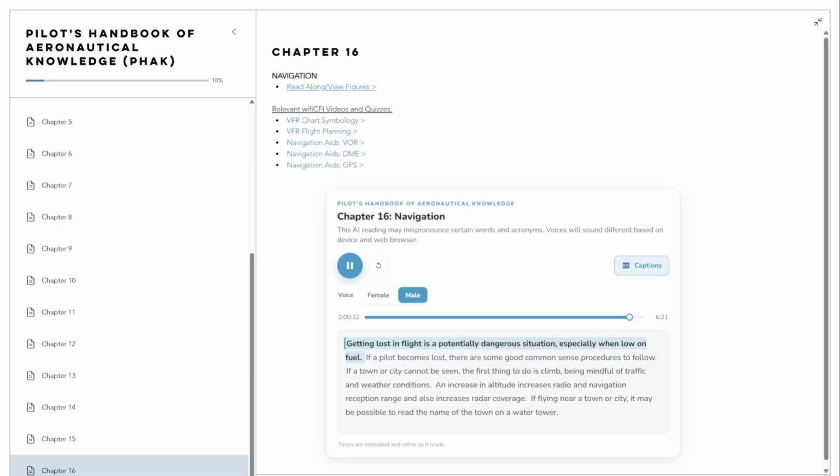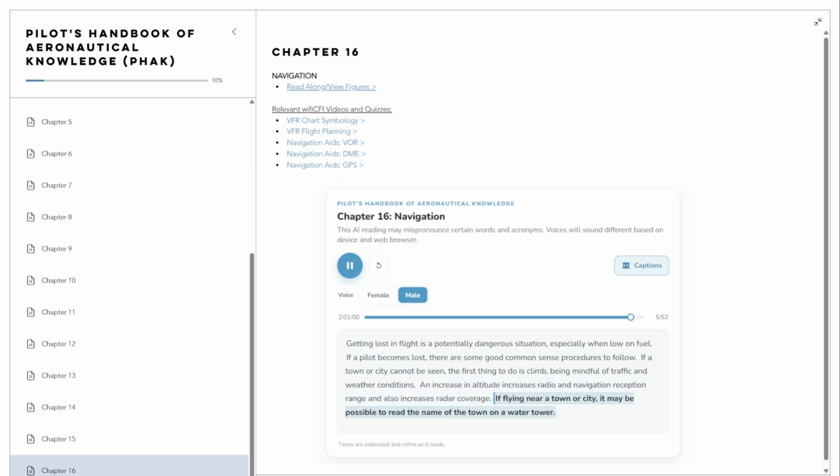Getting lost in flight is a potentially dangerous situation, especially when low on fuel. If a pilot becomes lost, there are some good common sense procedures to follow. If a town or city cannot be seen, the first thing to do is climb, being mindful of traffic and weather conditions. An increase in altitude increases radio and navigation reception range and also increases radar coverage.